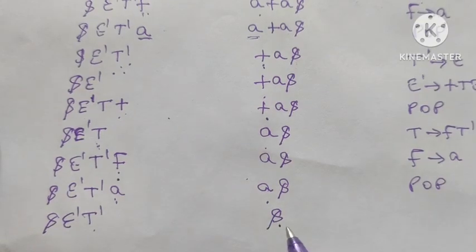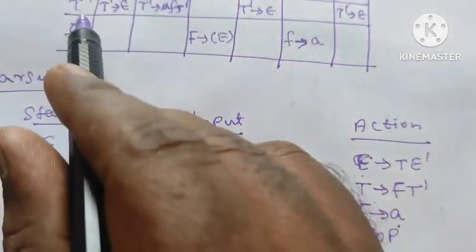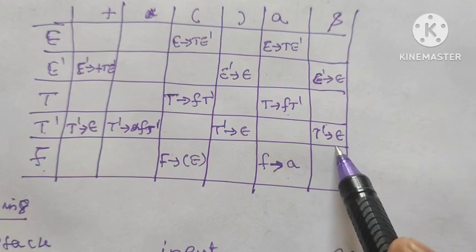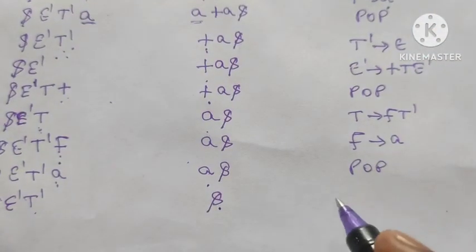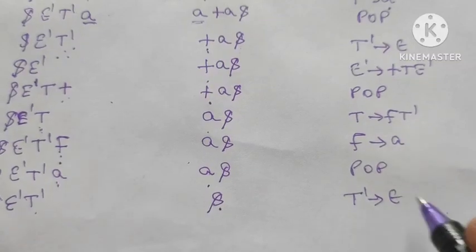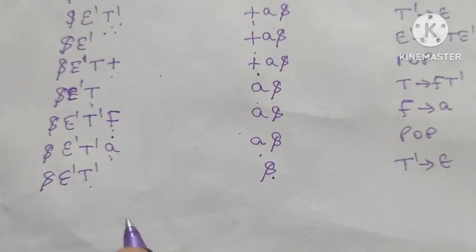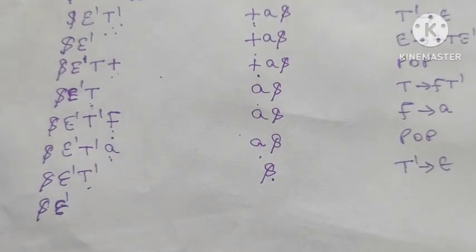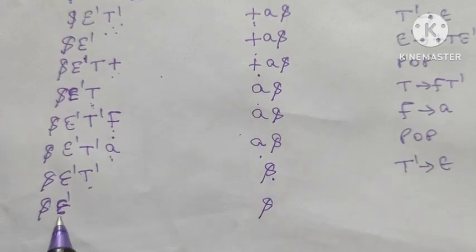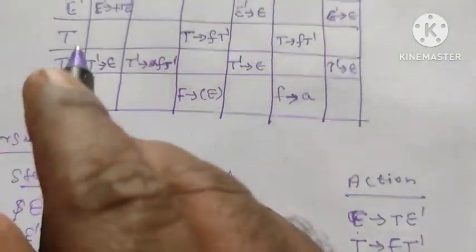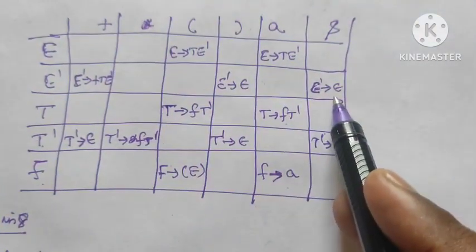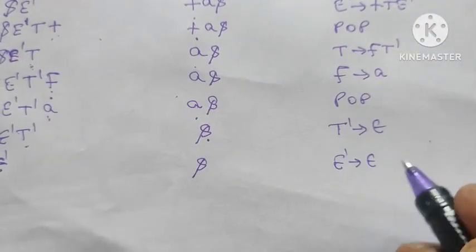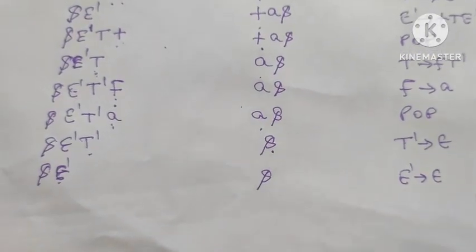Now see, go and see T dash and dollar. T dash and dollar meet in T dash tends to epsilon. So T dash tends to epsilon. That's an action. So replace this T dash by epsilon. When I replace it, this T dash goes off. So dollar E dash, and dollar. Now E dash and dollar. So E dash tends to epsilon. Now replace this E dash by epsilon here.